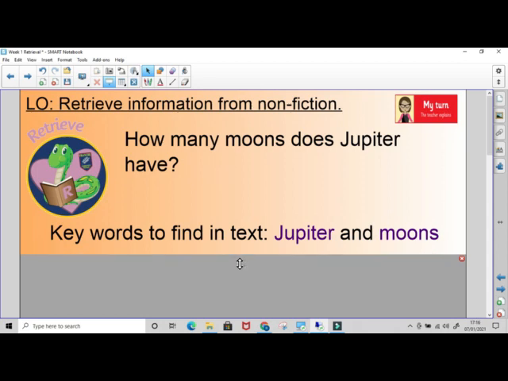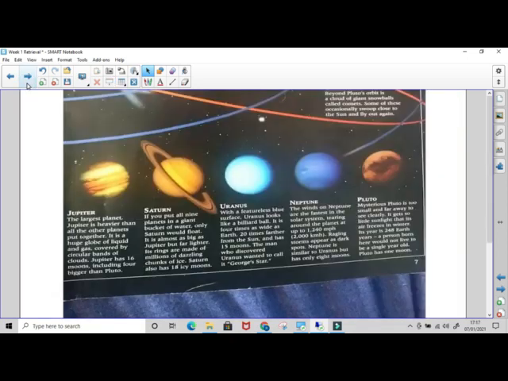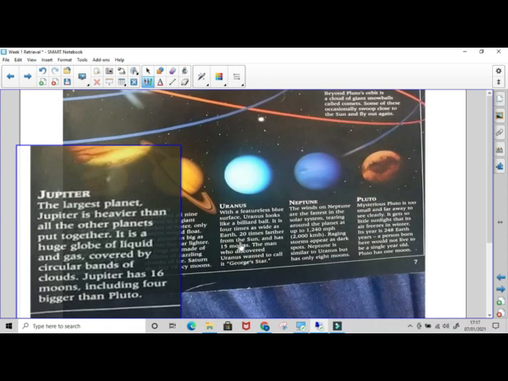Okay, I want to be looking for the word Jupiter and the word moons. So straight away I'm cutting out a lot of the text to get me to the information that I am looking for. So if I go to the text, here is Jupiter. I get my magic pen just so I can highlight it a bit easier. Okay, across, down, and across. There's Jupiter.